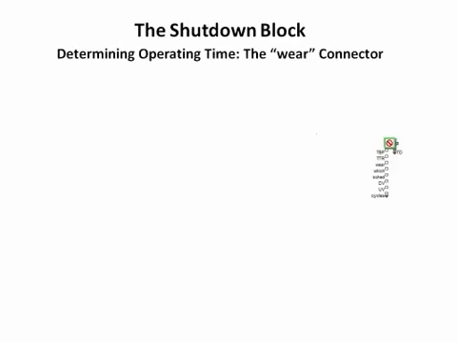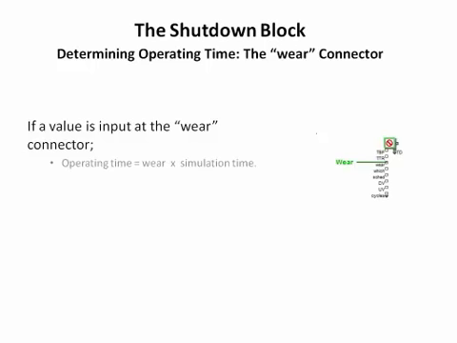Now, for controlling how we count operating time, if we connect a value signal to the where connector, then if a value is input at the where connector, operating time will be that where signal multiplied by simulation time. In simple cases, failures are true-false events, and operating time would accumulate when where was true. However, this feature of the shutdown block allows us to consider some other options.